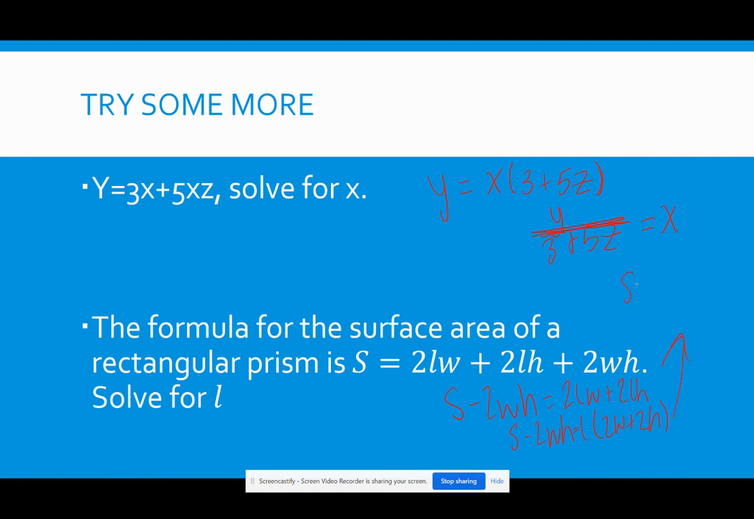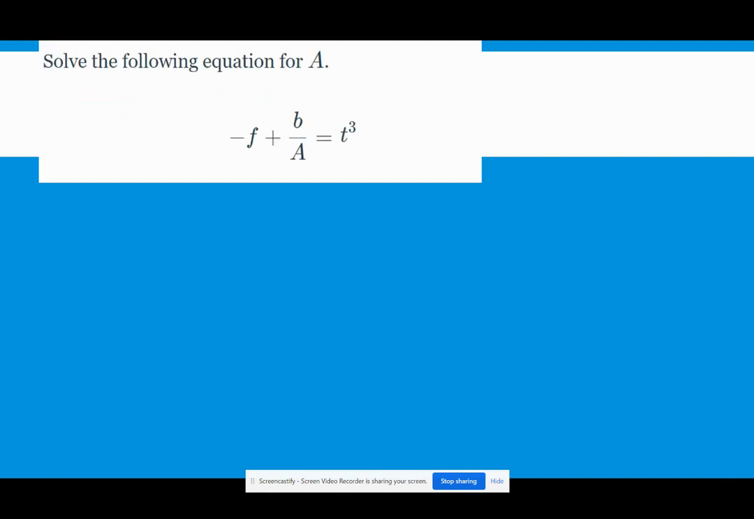So we get S minus 2WH divided by 2W plus 2H equals L. And I got asked in class, do I have to keep the parentheses on the denominator? No, you can totally do it just for your own sanity. But if you don't want to keep the parentheses, that's fine. Just make sure the line extends fully under or over it so you don't get confused of, is that under the fraction? Is it not?